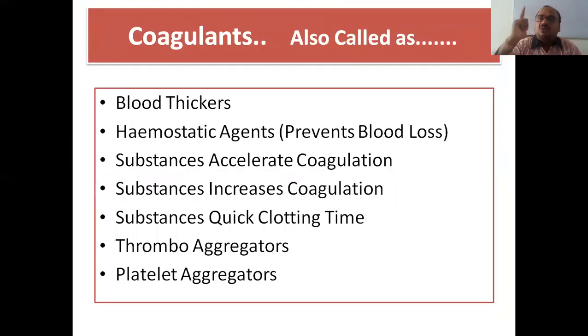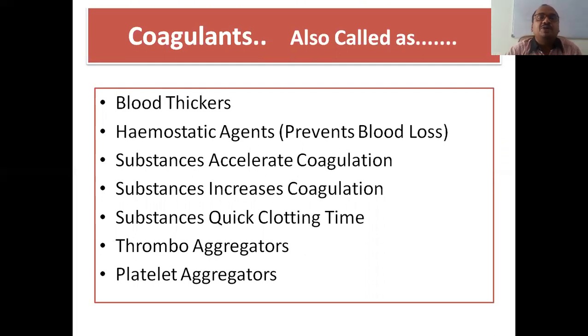Coagulants also have synonyms, other names. These are very important because in the exam they will not give you a direct question. Indirectly they will give it, just as classify the blood thickeners. So even though you know the coagulant, you are unable to write about blood thickeners because you don't know that coagulant is also called a blood thickener. Keep in your mind, blood thickeners. Blood becomes thicker, very thick.